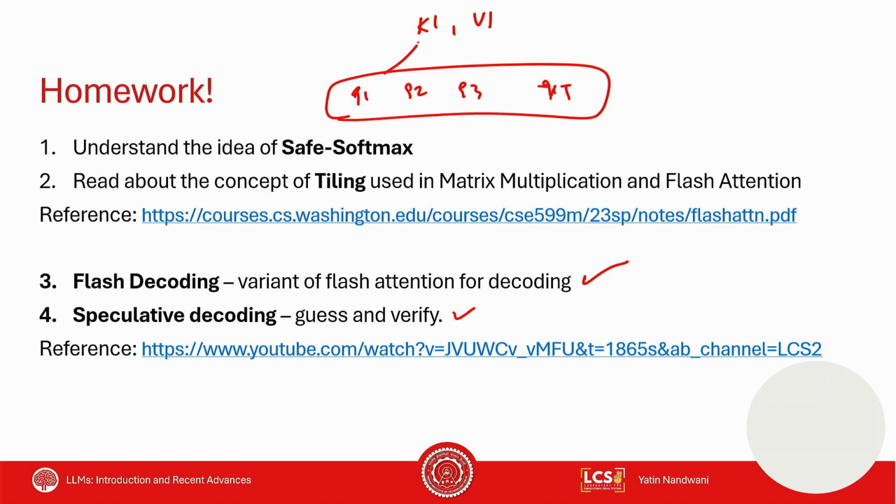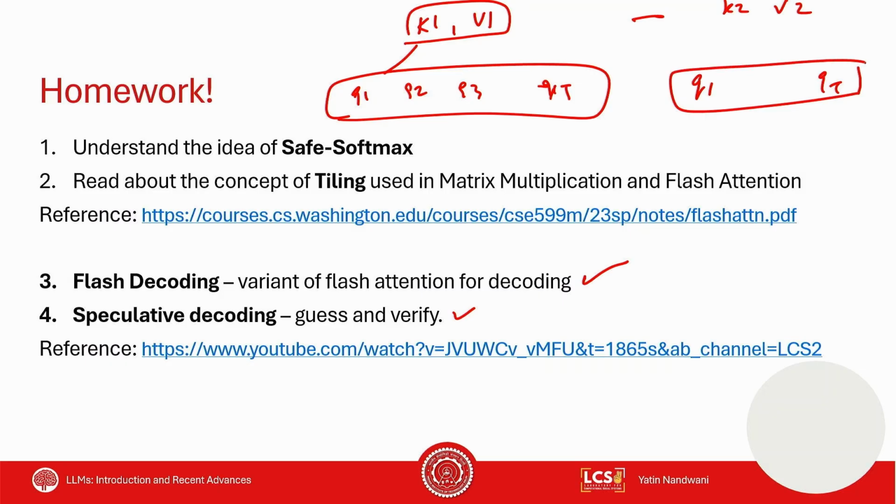And once that is done for one k and v, the next k and v are loaded in the memory, and then we process q1 to qt in parallel, right? Now when you're decoding, you have only one query for a batch. So if you use just this flash attention parallelization, you'll see only 1% GPU utilization. Everything's going to be empty, right?